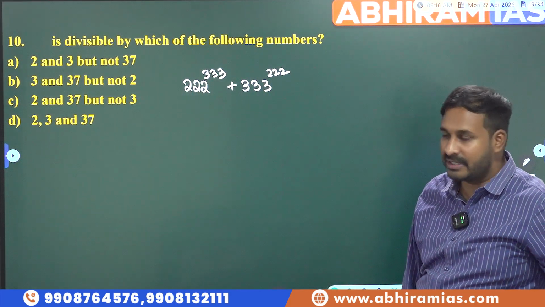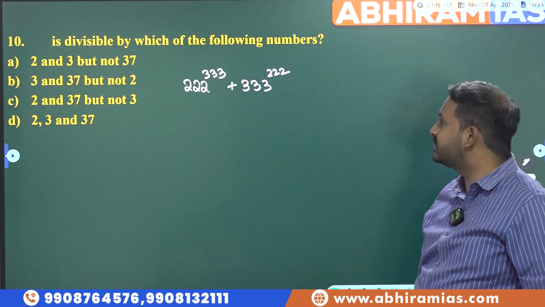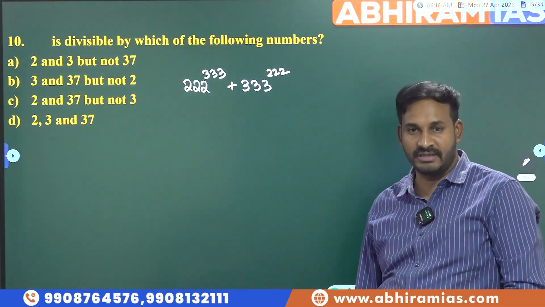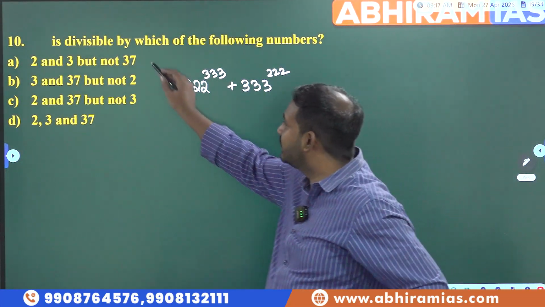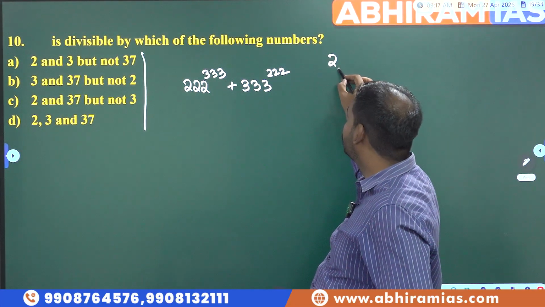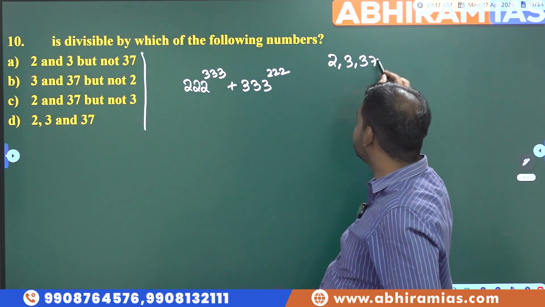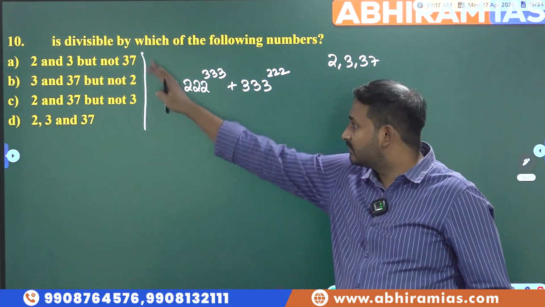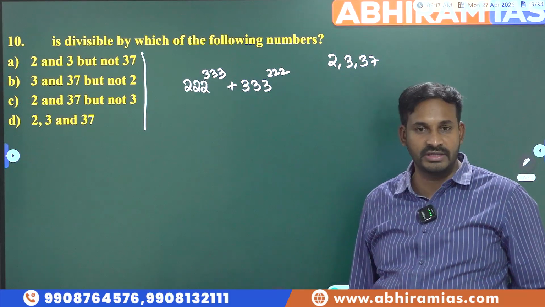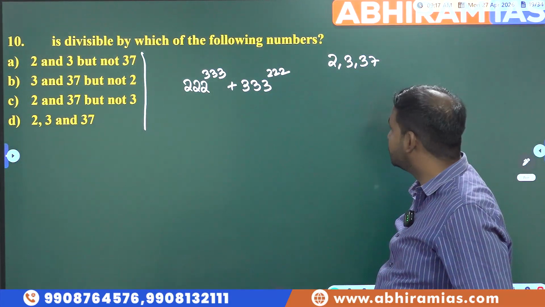333 power 333 plus 333 power 322 is divisible by which of the following numbers? What are the numbers given here? 2, 3 and 37. In general, those are all the numbers, 2, 3 and 37.